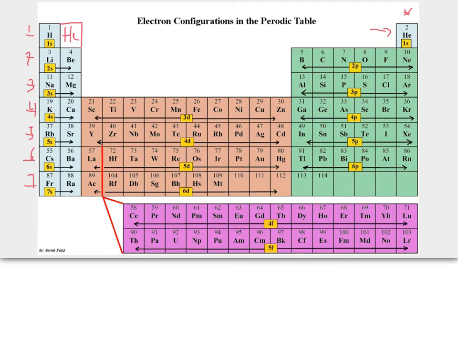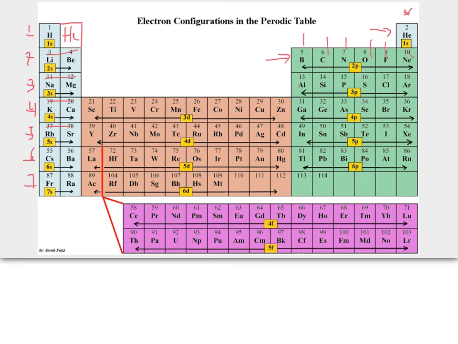So after 1s, we actually find a 2s, a 3s, a 4s, a 5s, all the way down there's an s sublevel. After 2s, we would find the two p's, and you can see in green over here on the right the p block, p1, p2, p3, p4, p5, p6.